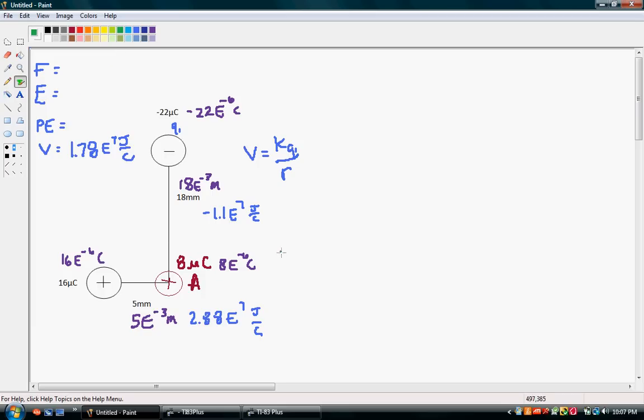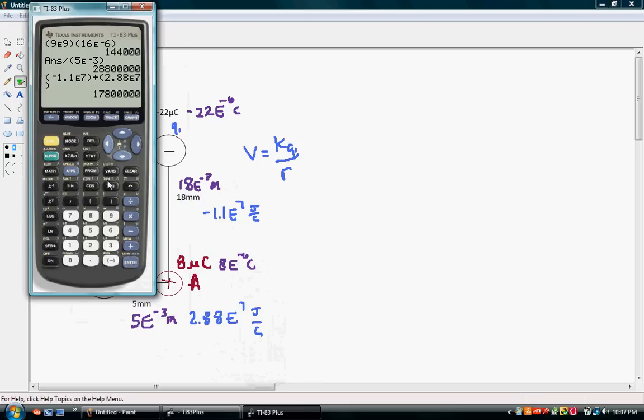Now we can find our potential energy by taking our voltage here, which is in joules per coulomb, and multiplying it by the charge that we have here at position A. So we can go ahead and say, alright, this 1.78 e to the 7 times the coulombs we're given, which was 8 e to the negative 6. Alright, so we have 142.4 joules.